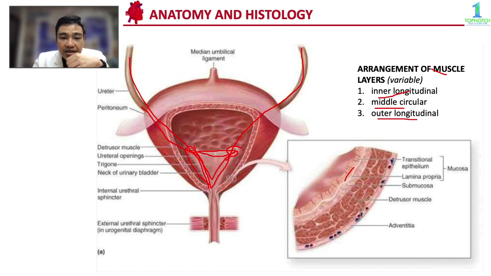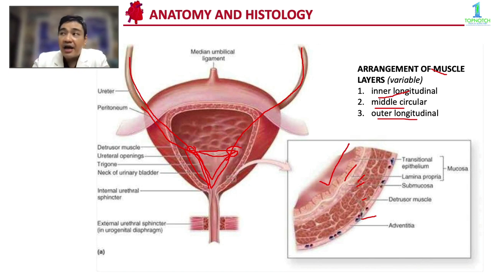Okay, so just for the layers, of course, you have your mucosa. It's composed of the epithelium and your lamina propria, followed by your submucosa, the muscle layer, and lastly, your adventitia. So just some of the clinical correlates. For example, in the bladder, the types of cancers that could arise would be, for example, urothelial carcinoma, because it follows that the urothelium can turn into cancer.